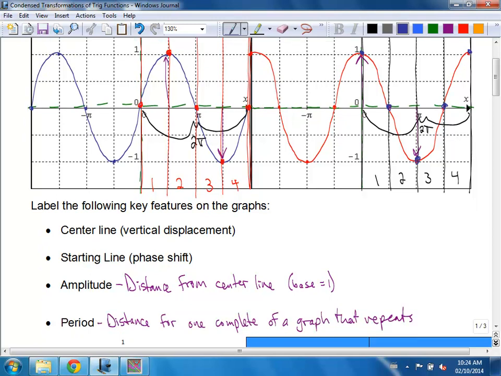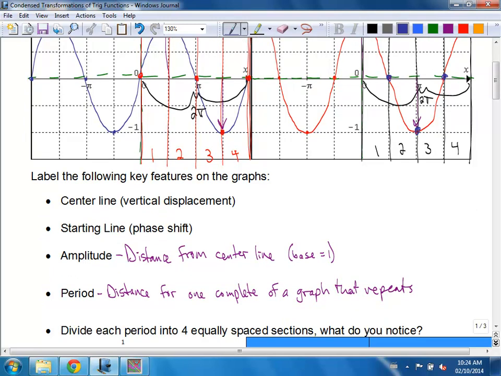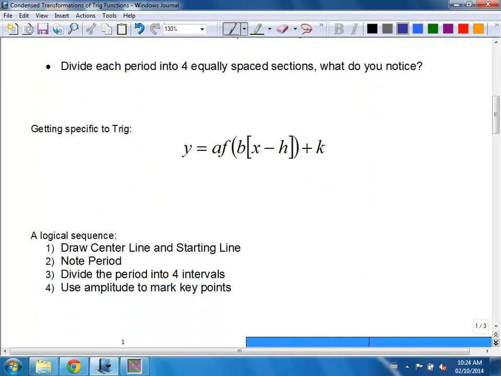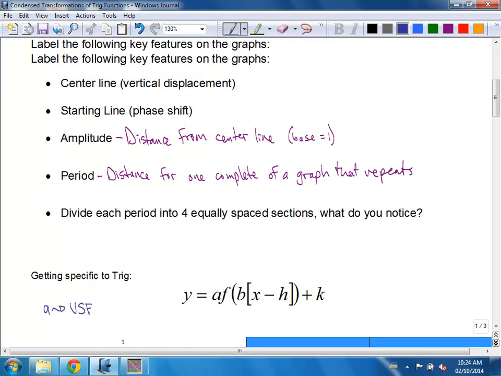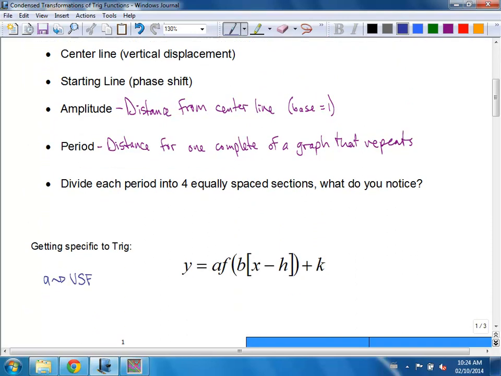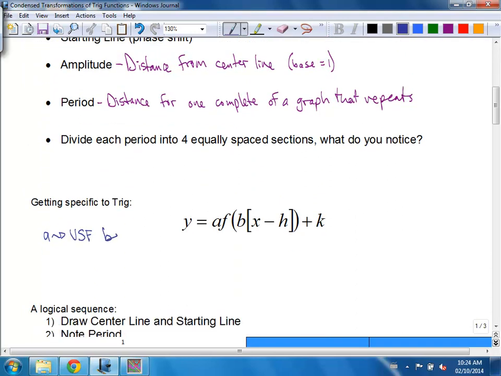So we'll try and put all these pieces together now, and we'll try doing some transformations. But before we abandon all that, let's connect this back to what we just talked about in regular functions. So we were talking about A as the vertical stretch factor. So what do you think this is going to do now in a trig graph? Take it from what you already know about vertical stretch factor. What's that going to do to these trig graphs? Increase the amplitude. Yeah, so it's just going to change the amplitude now. So this one becomes amplitude.